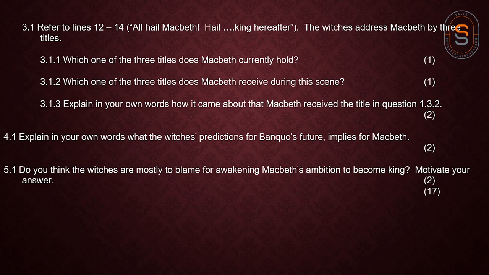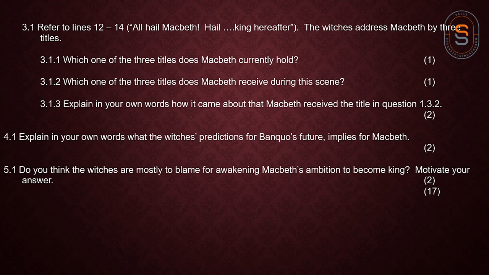1.5 or 5.1, do you think the witches are mostly to blame for awakening Macbeth's ambition to become king? Motivate your answer. Remember, you can say yes or no. You can give a combination answer of yes and no. Make sure your motivation fits with it. Please, if you make a point, always give an example, otherwise your answer is too generic.